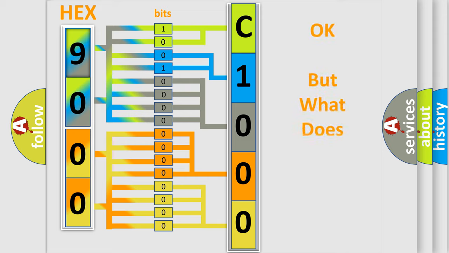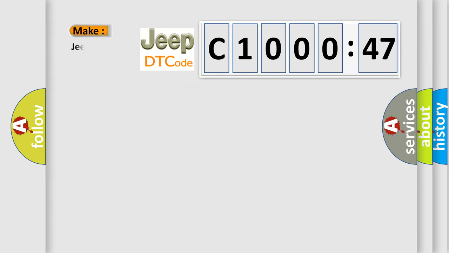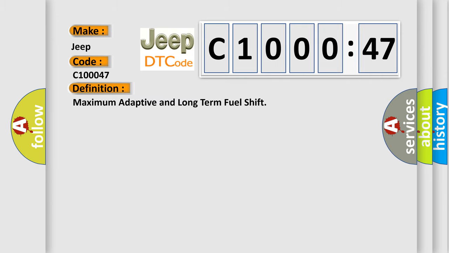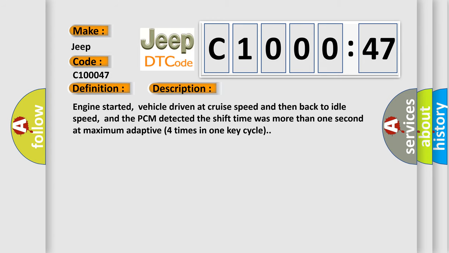The number itself does not make sense to us if we cannot assign information to what it actually expresses. So, what does the Diagnostic Trouble Code C1000-47 interpret specifically for Jeep car manufacturers? The basic definition is maximum adaptive and long-term fuel shift. And now this is a short description of this DTC code. Engine started, vehicle driven at cruise speed and then back to idle speed, and the PCM detected the shift time was more than 1 second at maximum adaptive 4 times in one key cycle.